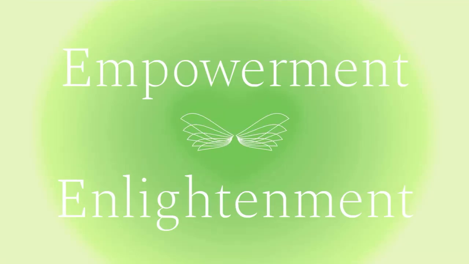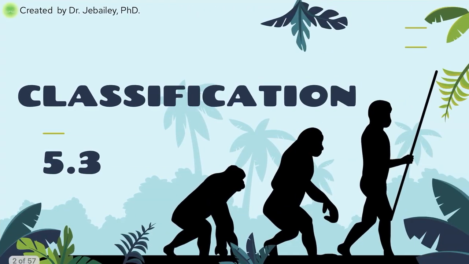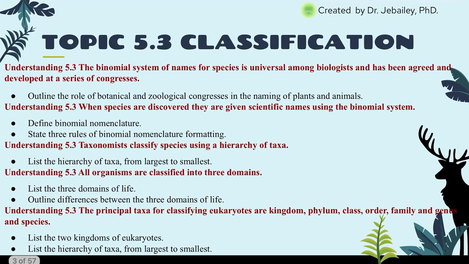Hi, this is Dr. Jabali, and in this video we're going to do topic 5.3, which is all about classification. In this topic we're going to talk about the binomial system and the names of the species and how it's universal by all the biologists around the world. They agree on how to name them. We're going to talk about the scientific names and how to use the binomial system.